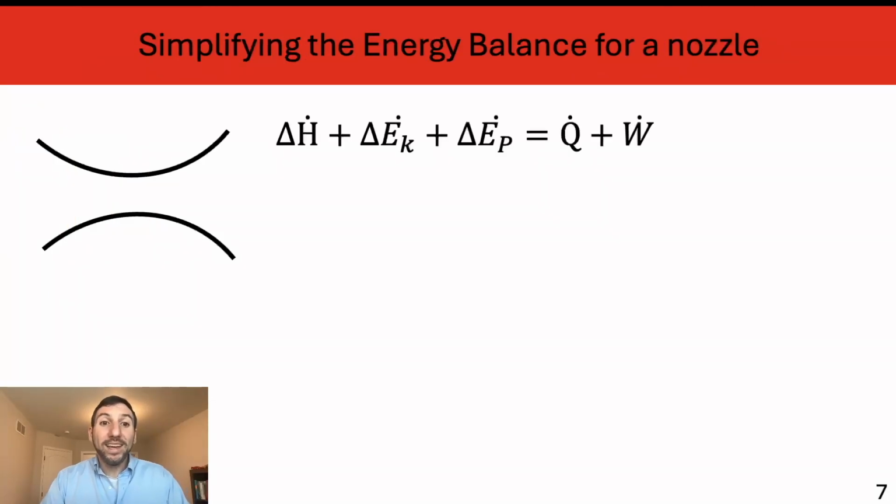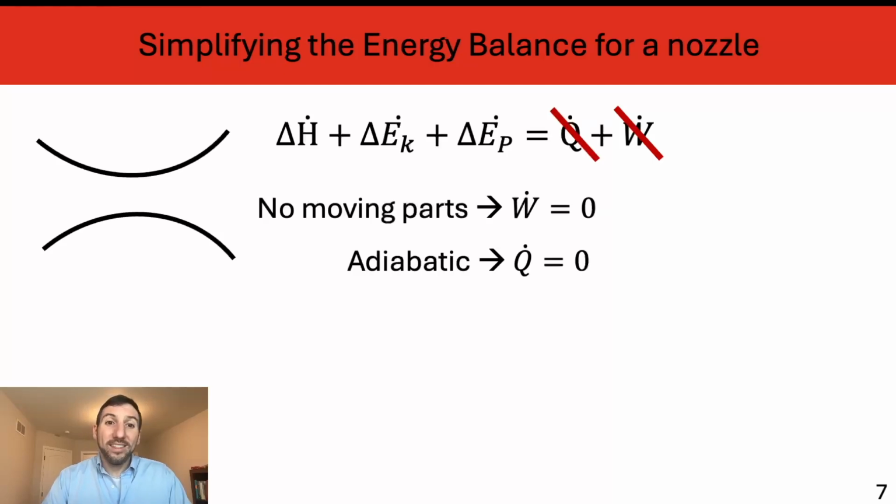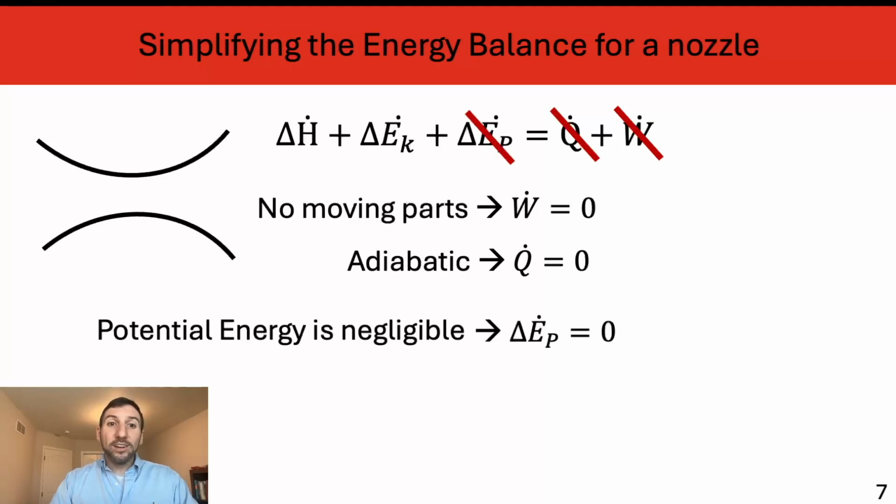And so if we look at our energy balance for a nozzle, we again can identify that there's no moving parts, so my work is equal to 0. We also can assume that there's no heat transfer. It's an adiabatic system, so my Q term is equal to 0. Additionally, we can assume that my change in potential energy is negligible, so delta EP equals 0.